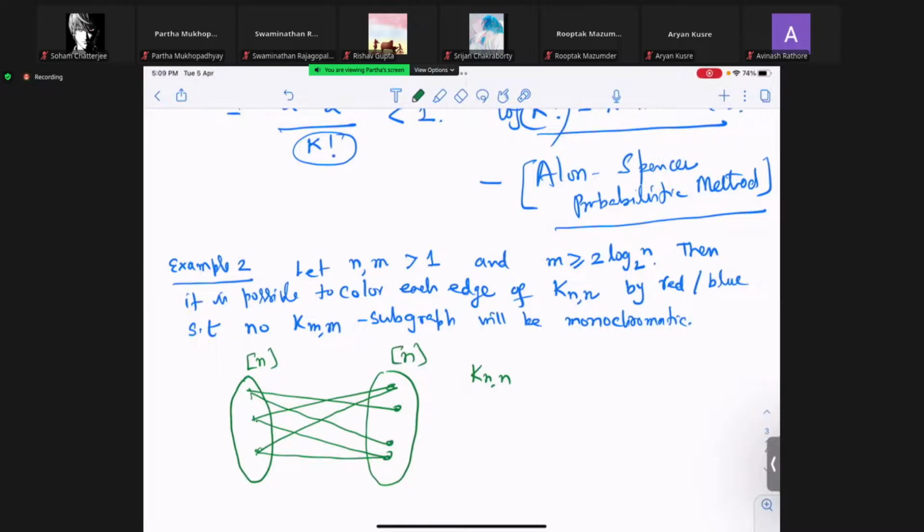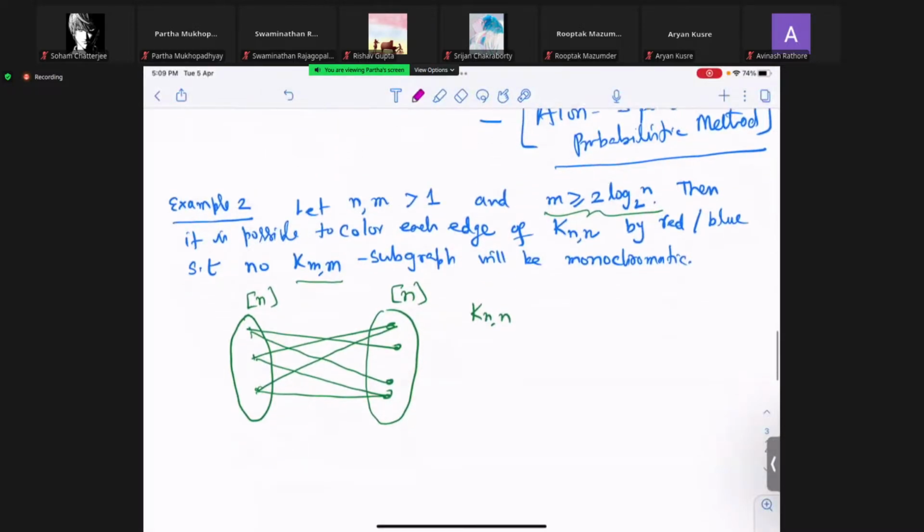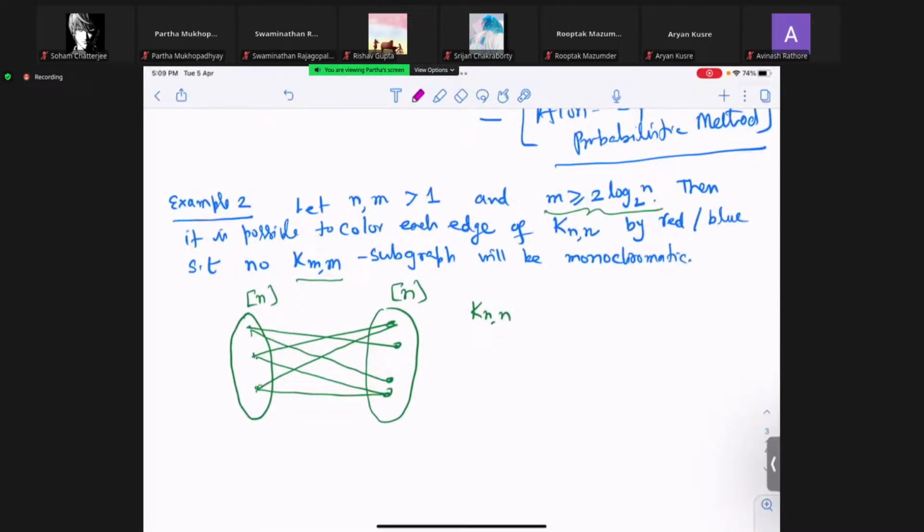And there is some parameter m, and this problem simply says that there is a way to color these edges by either red or blue such that no subgraph which is the same as K_{m,m}, taking m from this side and m from this side, will be monochromatic. So the problem does not involve anything about probability, but the probabilistic method offers you a way to solve it efficiently. Okay, so how do you address it? I think the idea is kind of clear from the last example that we did.